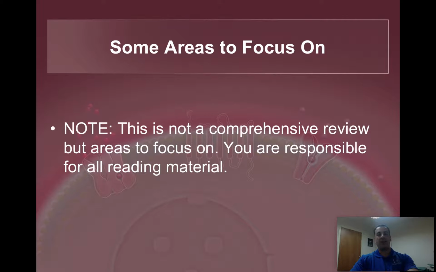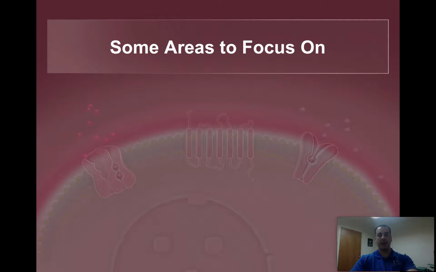So again, this is not a comprehensive review. It's a review based on some tips, but you're responsible for all the readings as you make your way through the chapter. In neuroendocrine cells, basically the definition: what is a neuroendocrine cell? What's its function? If you take the word apart, neuro and endocrine, they work together to do something with the hormones. I can't tell you what, because it's in the readings.